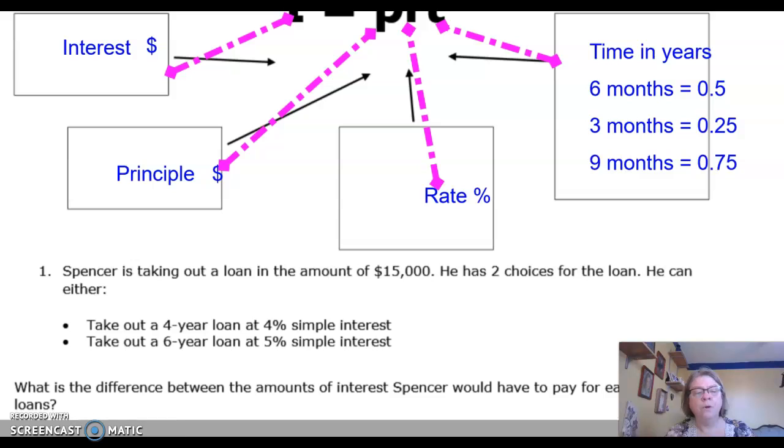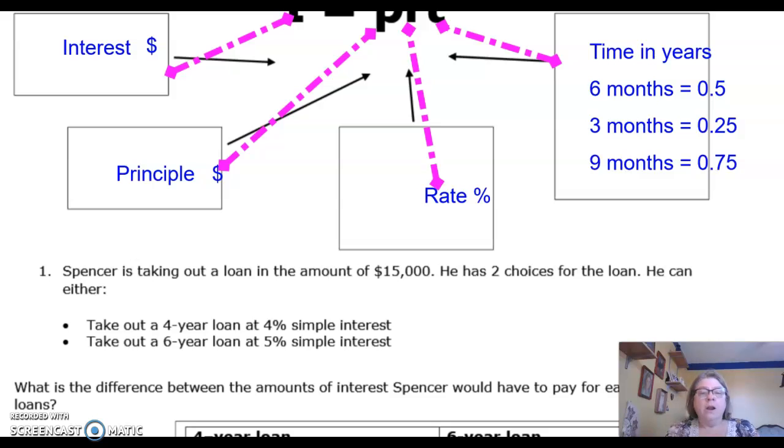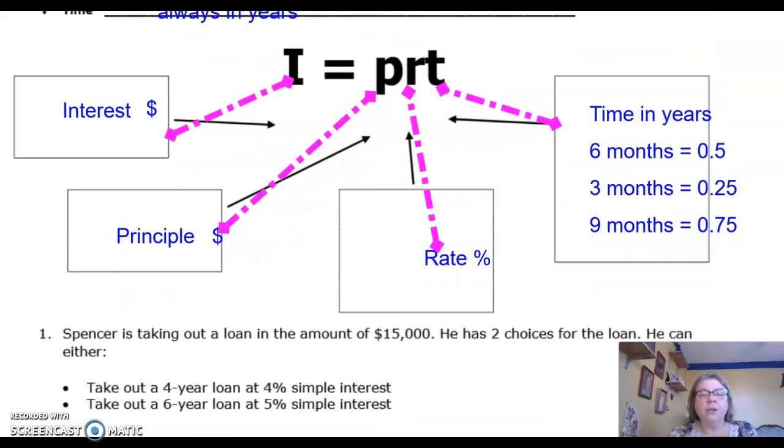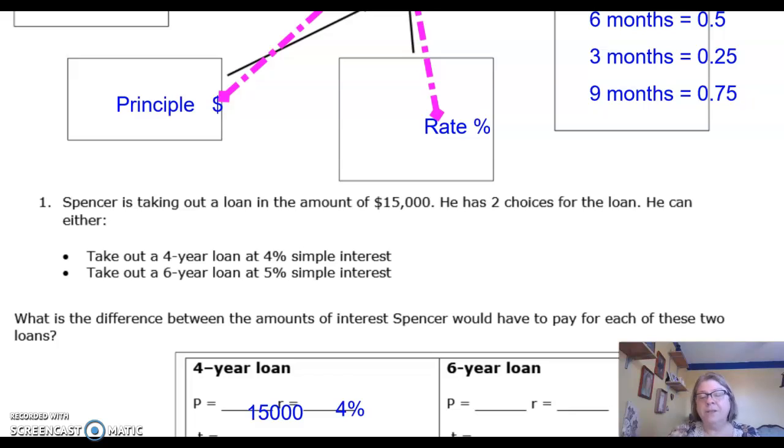Okay, we're going to work on this first problem. Spencer is taking out a loan in the amount of $15,000. Now, I am going to tell you that simple interest is not really used anymore in the real world. It's a little more complicated, but this is where all of the complicated banking formulas come from. This is our basic little formula, which is simple interest. If you look down here, I have the $15,000 with the P, that is my principal.